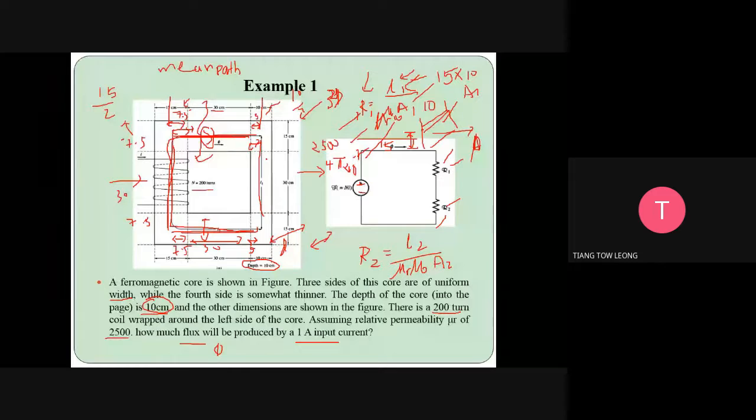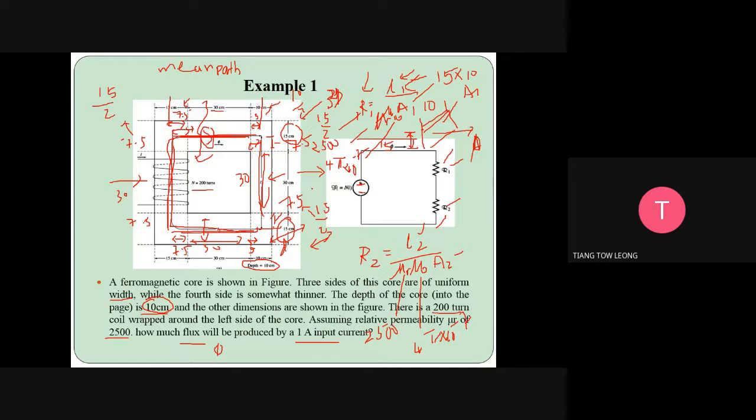So R2, same, the length here, 30, then the length here is 7.5. The length here is 7.5. How can we get 7.5? It's actually 15 divided by 2. Same as well, 15 divided by 2. So we get L1, L2. Mu the same because the material is the same. This is the core, which is 2,500. Mu naught 4 pi 10 to the power minus 7. A2, same as well.